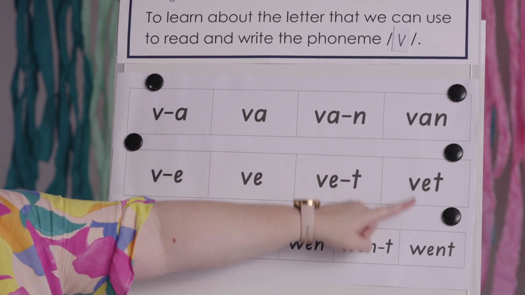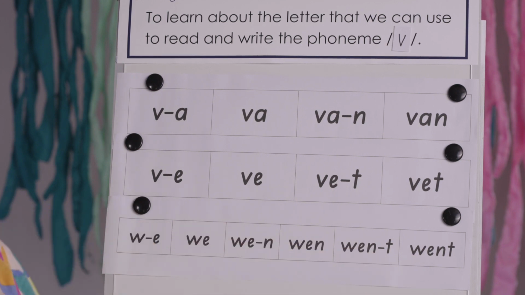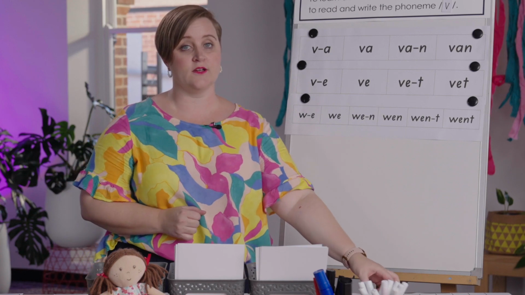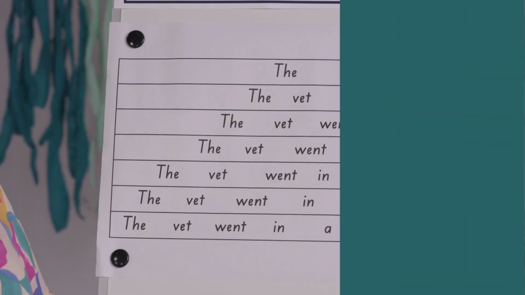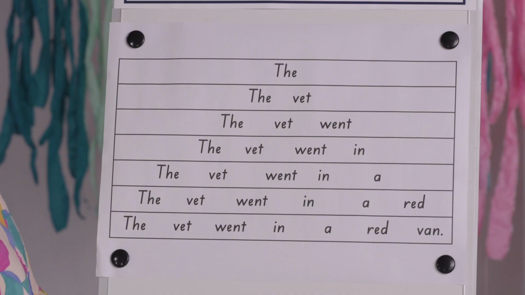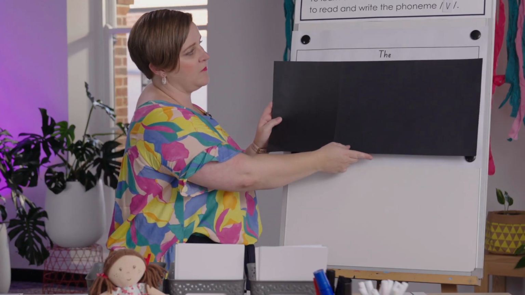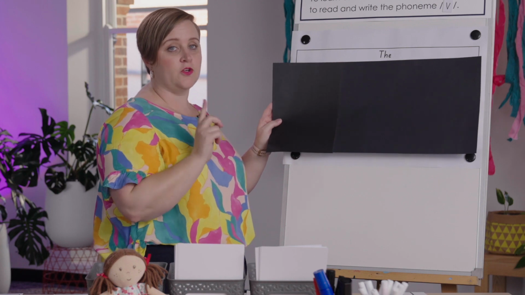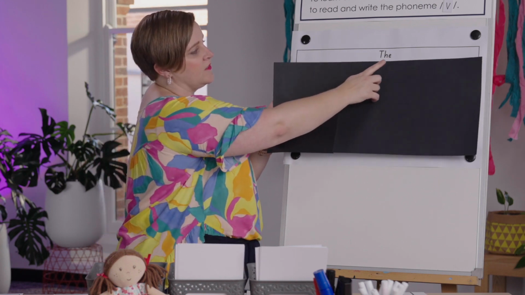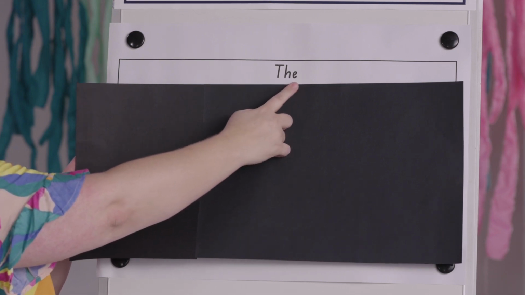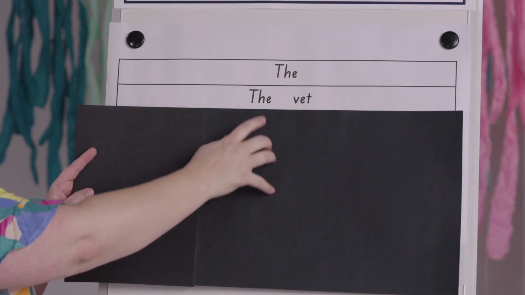Van, vet, went. Okay, I'm going to put our sentence pyramid up now so we can read a full sentence together. Okay, are you ready to read our sentence pyramid? Remember, we're going to read one word at a time and only sound out the new word. This is our first word and it's a tricky word. We know this one, the. Let's read the next line.